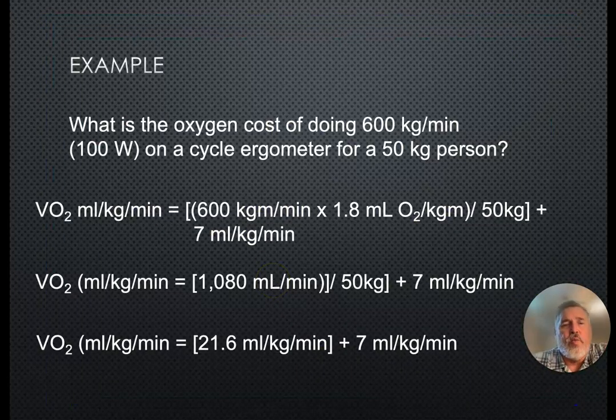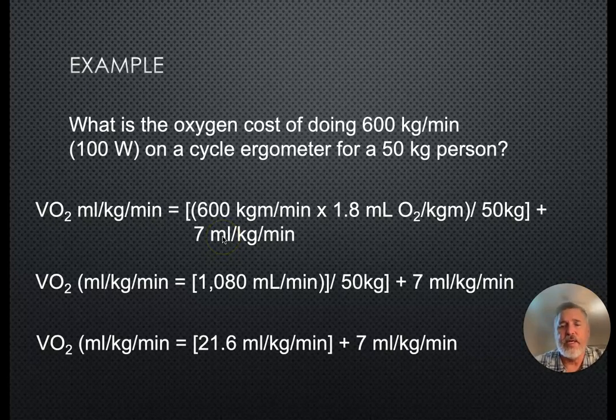So here's an example. What is the oxygen cost of doing 600 kilogram meters per minute on a cycle ergometer for a 50 kilogram person? So VO2 in mL per kg per minute equals 600. This 600 is given, that's kilogram meters per minute. I'm going to multiply it by my constant 1.8 mL of O2 per kilogram meter. Then I'm going to divide by body mass, which for this person is only 50 kilograms. Once I calculate all of that, I'm just going to add 7 mL per kg per minute.